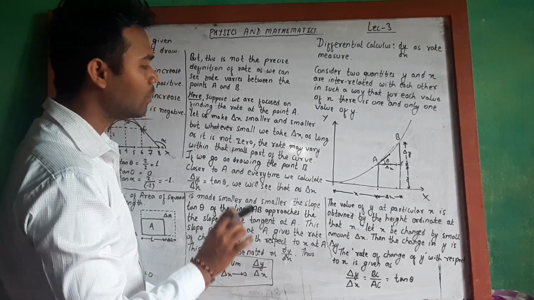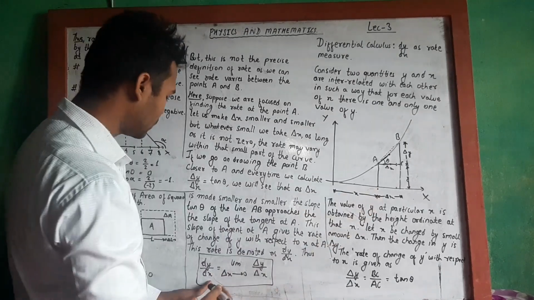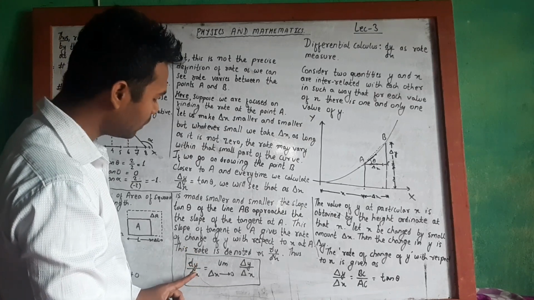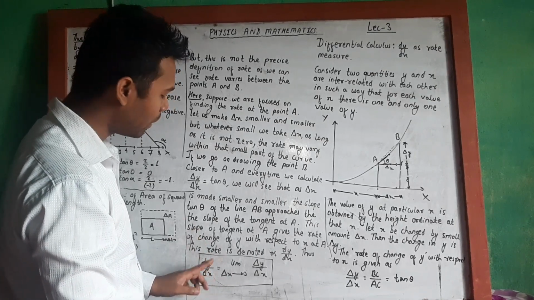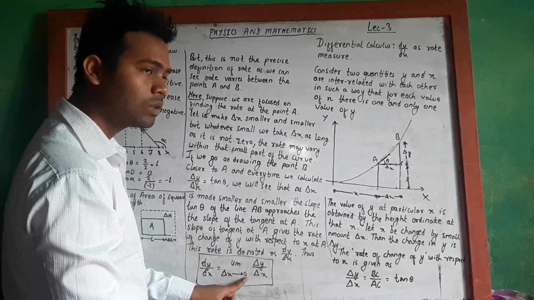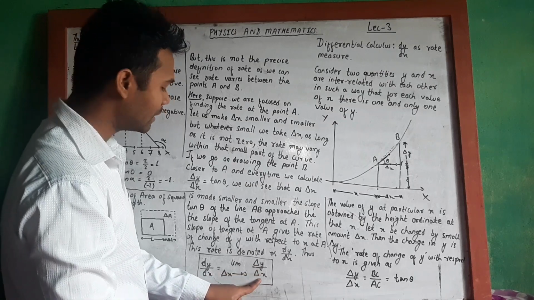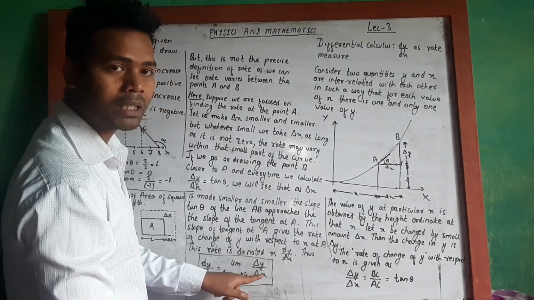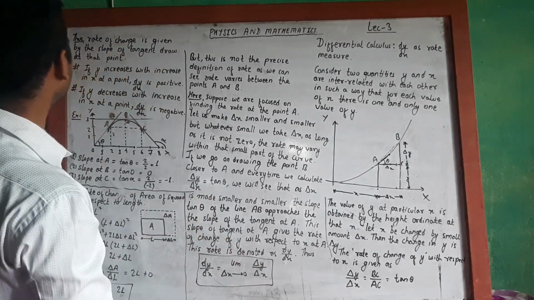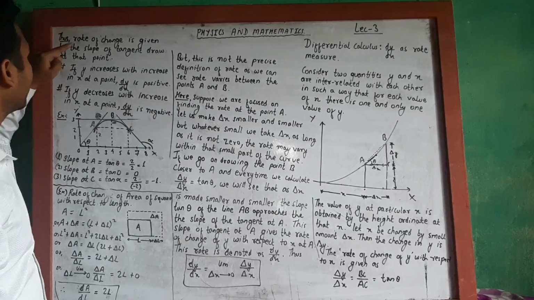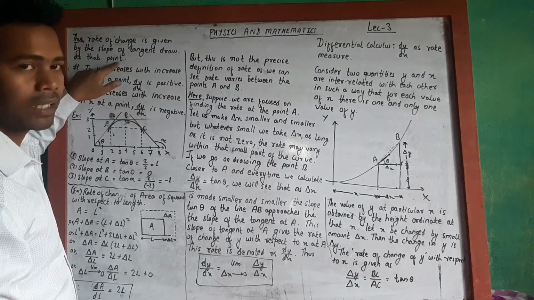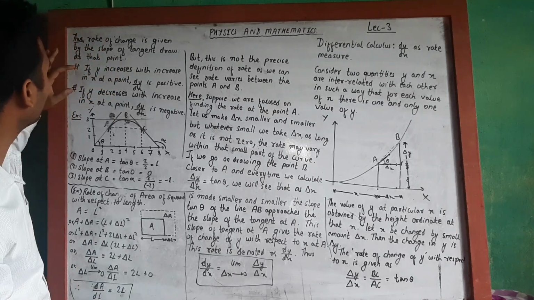Thus, we can now define the rate of change at a particular x as follows: dy by dx at a particular x, that means the rate of change of y with respect to x at a particular x, can be given as dy by dx is equal to the limit as del x tends to 0 of del y by del x. This is nothing but the slope of the tangent at that point. Thus, the rate of change is given by the slope of the tangent drawn at that point.